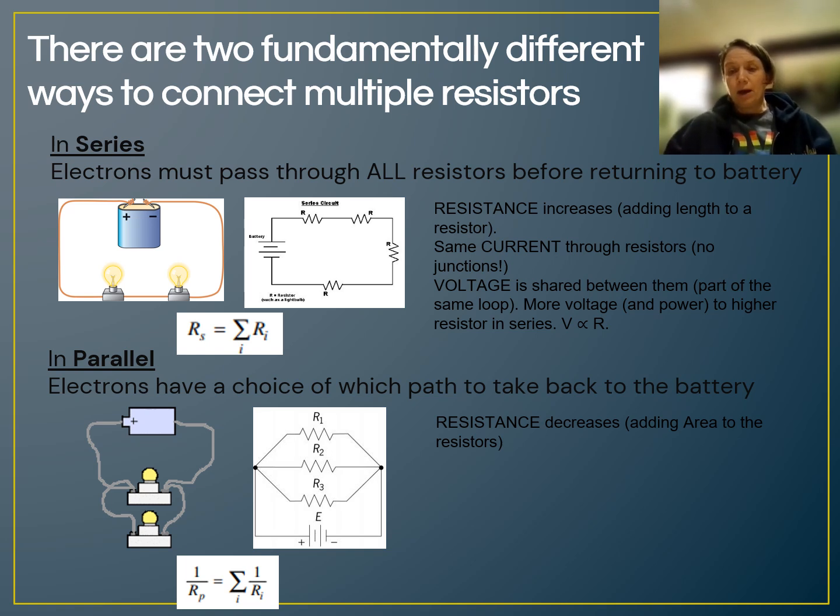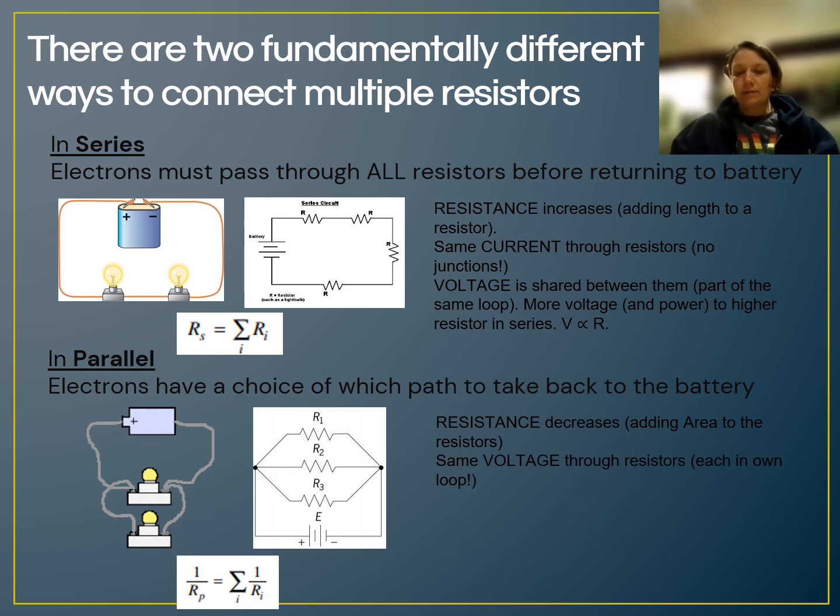If you think again back to our definition of resistance, right? This was a series circuit. A parallel circuit basically has the two resistors side by side. This is allowing more paths or more width for the electrons to go through, and therefore it's a lower resistance.